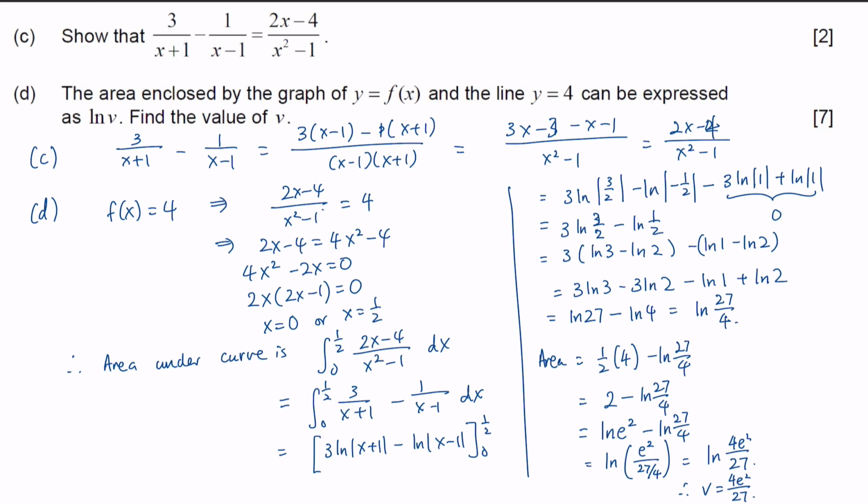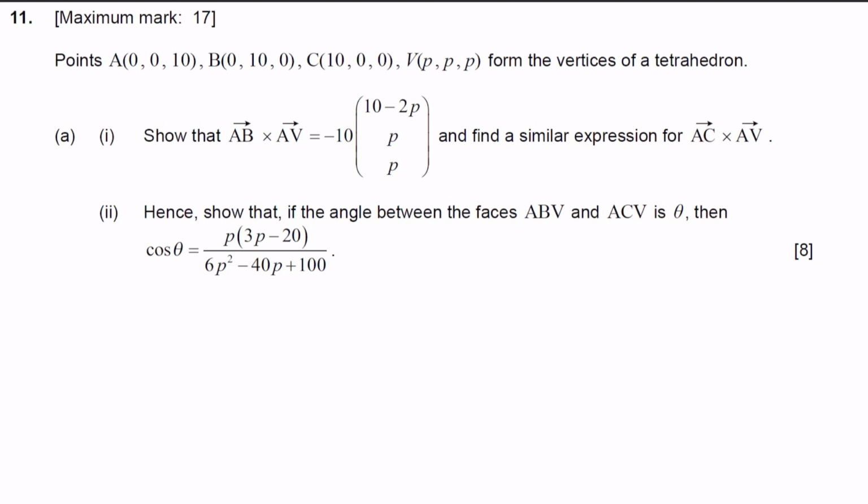Alright, 11. Points A, B, C, and V form the vertices of a tetrahedron. Okay, let's do A first. Show that AB cross AV is that. So AB, let's find that first. That's (0, 10, 0) minus (0, 0, 10), so that's going to be (0, 10, minus 10).